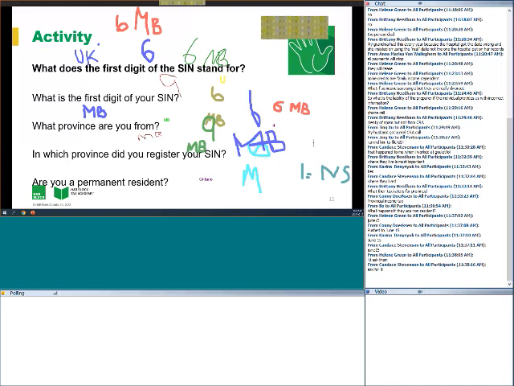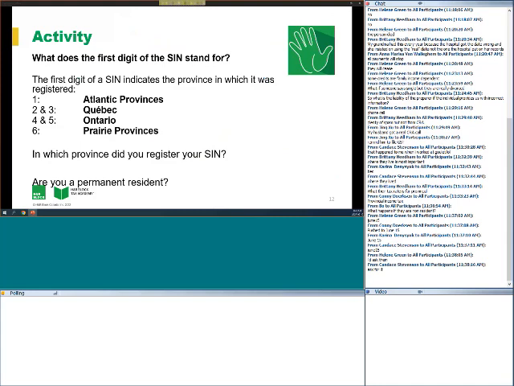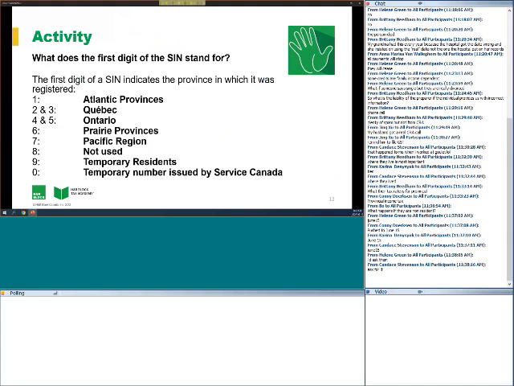But for most people, the first digit of their SIN number says where their SIN number was registered. And usually that's either where you're born, or if you are a newcomer to Canada, it's where you moved to when you became a permanent resident in Canada. Okay, so let's talk about what the digits are supposed to be. See if I can get my slides to move here. So generally speaking, SIN numbers that start with a 1 are from the Atlantic provinces, so that's Nova Scotia, Newfoundland, PEI, and so on, New Brunswick.